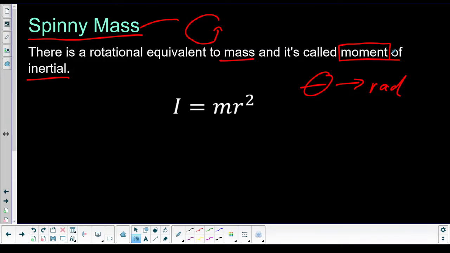But the moment of inertia is spinny mass. Here's the formula for it. I is the moment of inertia, I for inertia, equals the mass of the object times the distance from the axis of rotation squared. Let me draw you a picture.